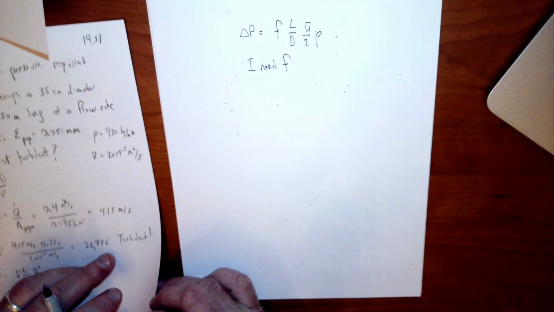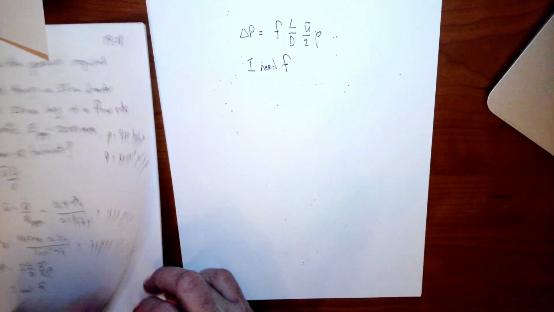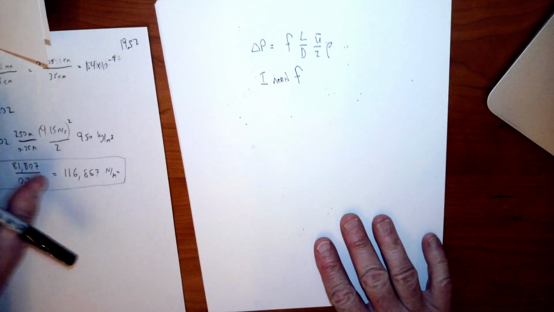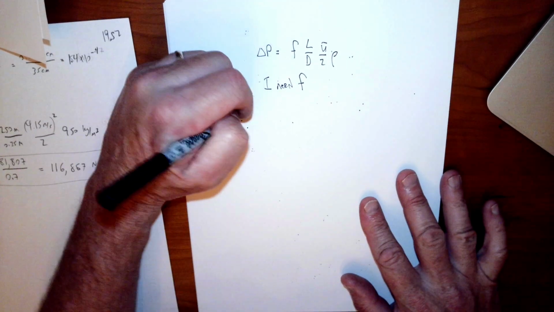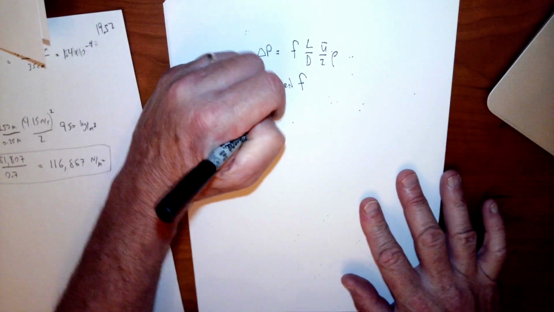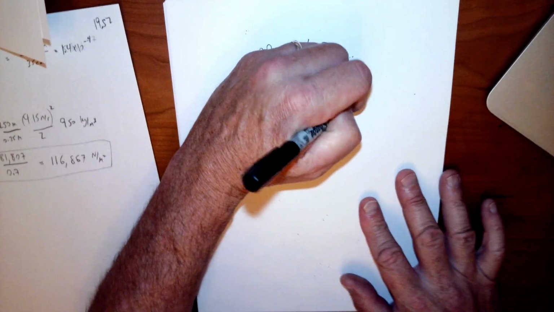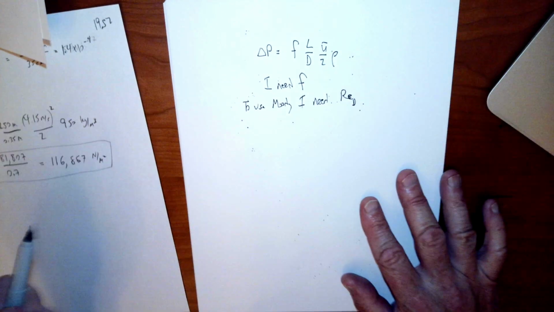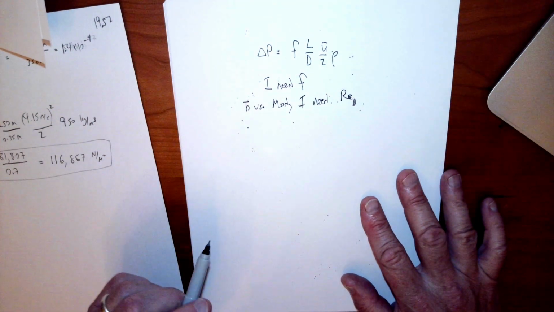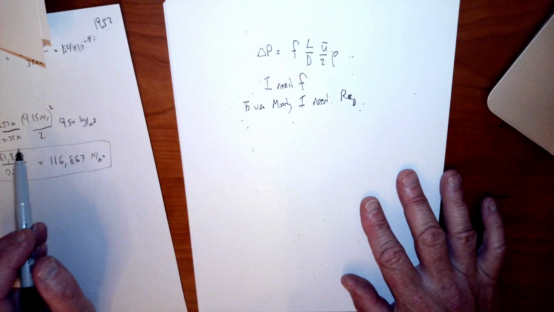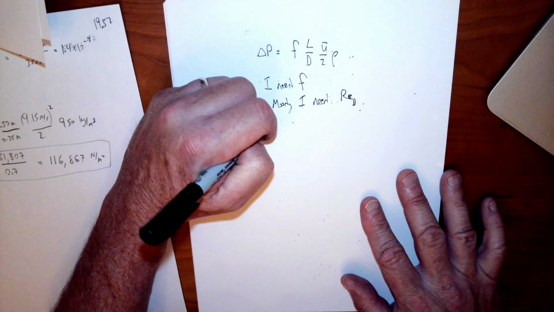How am I going to find f? Well, I'm going to probably use the Moody diagram. But in order to use the Moody diagram, I need two things. I need the Reynolds number based on D. Well, I just calculated that. That was 72,000, so that's all right. And I also need the epsilon over D.